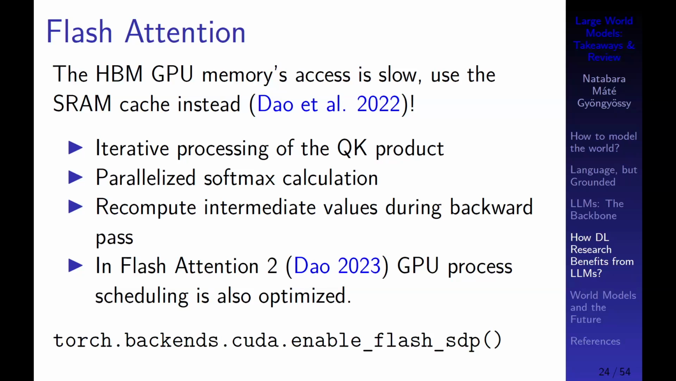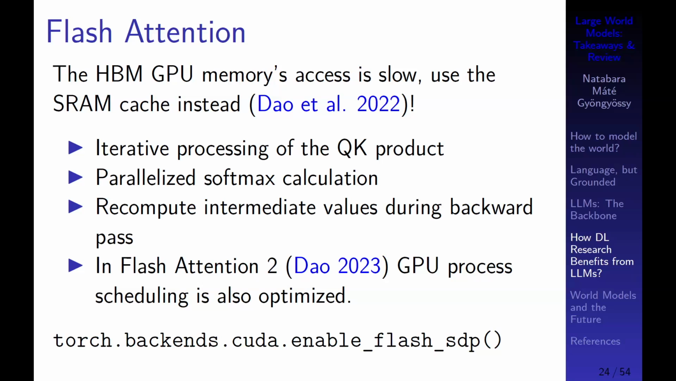Flash attention is basically a GPU-aware definition or implementation of the attention mechanism. I urge everyone who uses transformers to write this line at the beginning of any PyTorch code, because it can make it like 2 or 3 times faster. So just enable flash SDP, scaled dot product attention. That's the idea. It's available in PyTorch 2 point something.